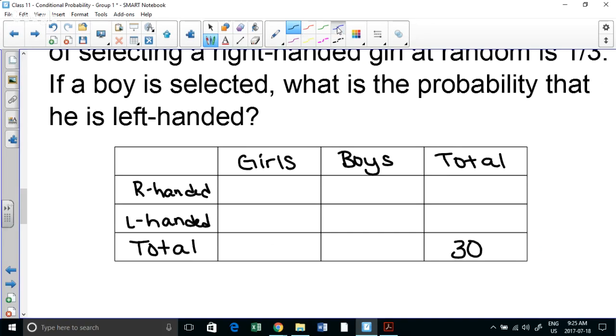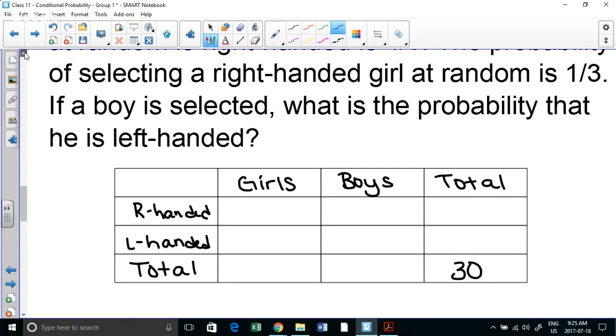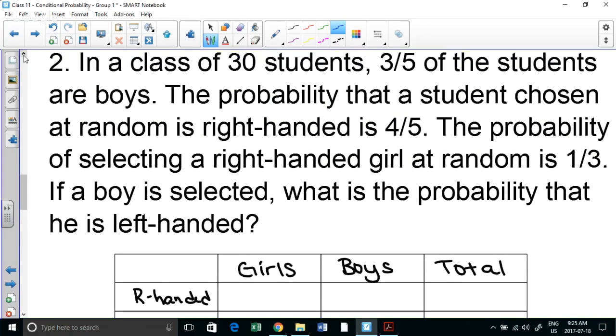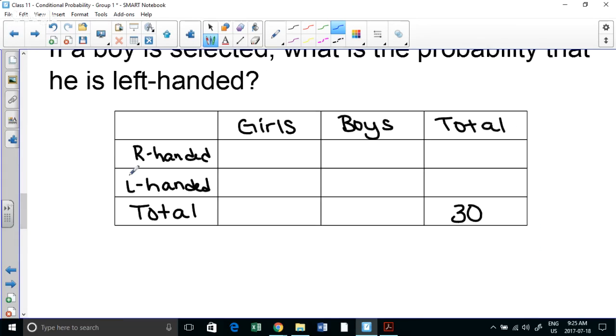So now based on the information, you need to figure out how to fill out your entry table. So 3/5 of the students are boys. So if 3/5 are boys, we multiply 30 by 3/5. And that gives us 12. No, it doesn't give us 12. I guess it's 18. So there are 18 boys. 30 minus 18 gives me 12 girls, right? Because these two add up to give me this total.